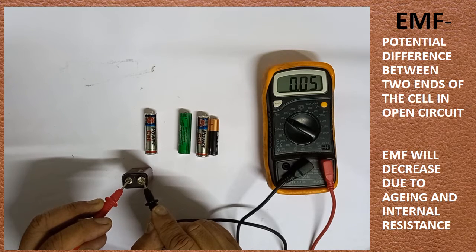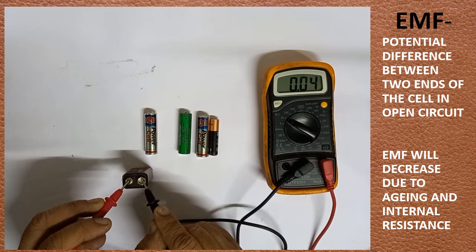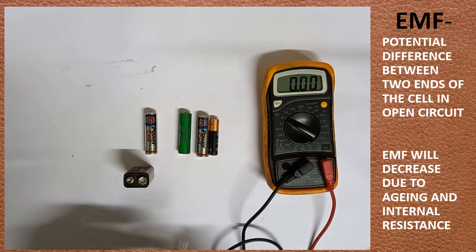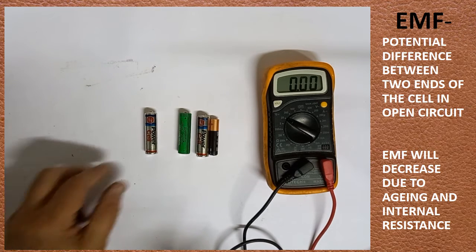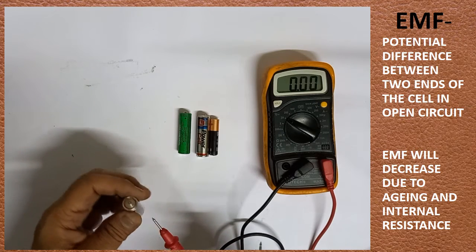What is the present EMF of the cell? It shows that it has almost lost its driving energy. The EMF is very low now. It is not able to supply any electricity. It is not able to supply any current. That's why we are throwing this cell into the dustbin, because it becomes useless, because EMF is almost zero. Are you clear? Now I will measure the EMF of this one.